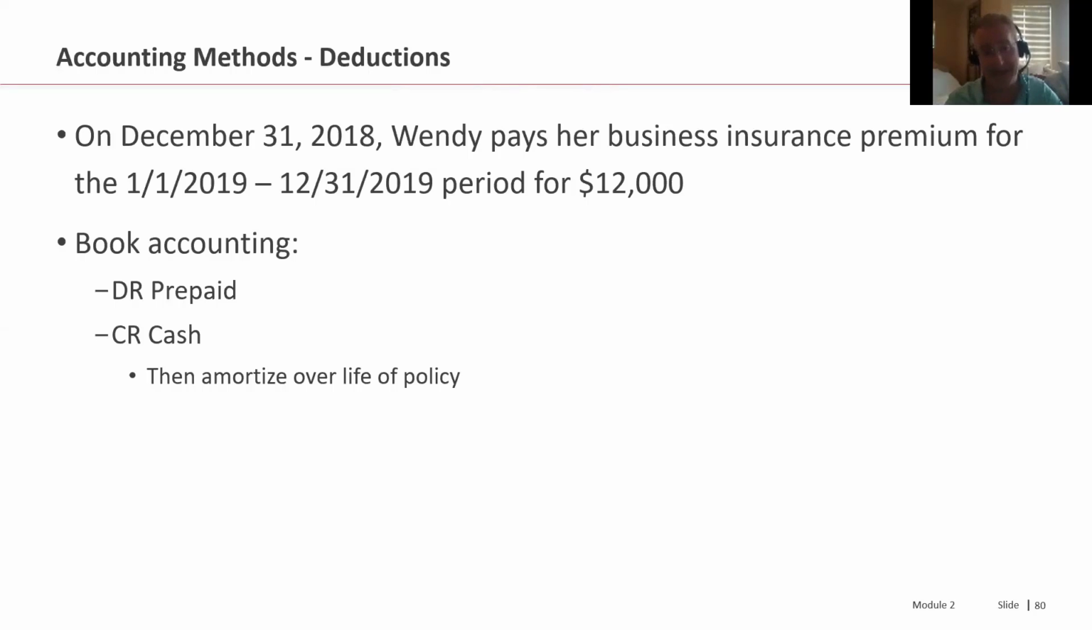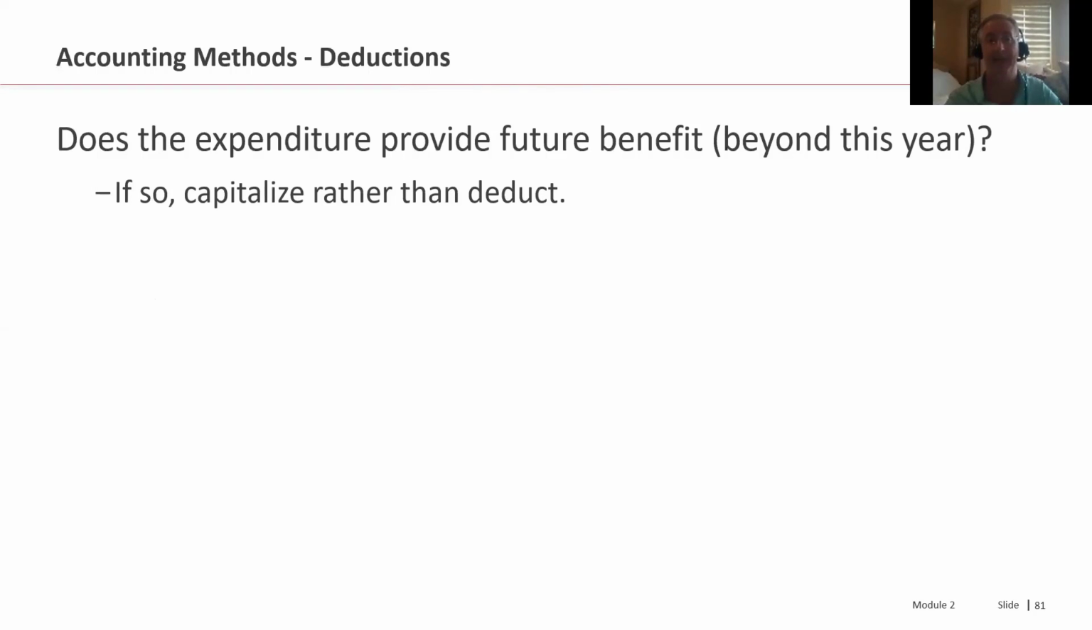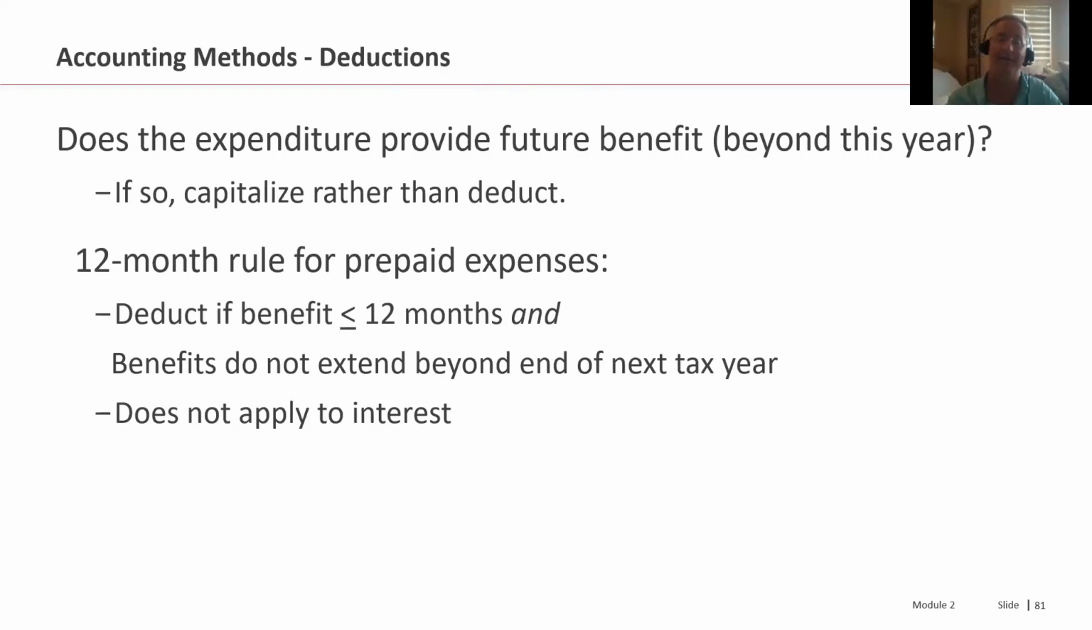Now, I could do that for tax accounting as well, because when an expenditure provides a benefit beyond the end of the taxable year, you're supposed to capitalize that for tax purposes. However, there's an exception. The exception is called the 12-month rule. And it says if you have prepaid expenses and the benefit is going to be equal to or less than 12 months, and the benefits do not extend beyond the end of the next tax year, then you can go ahead and deduct all of it. The 12-month rule does not apply to interest.